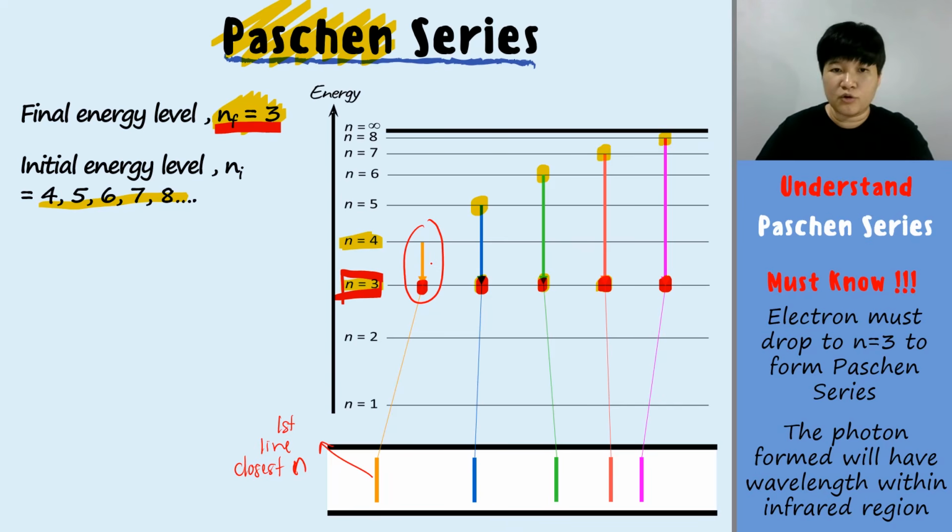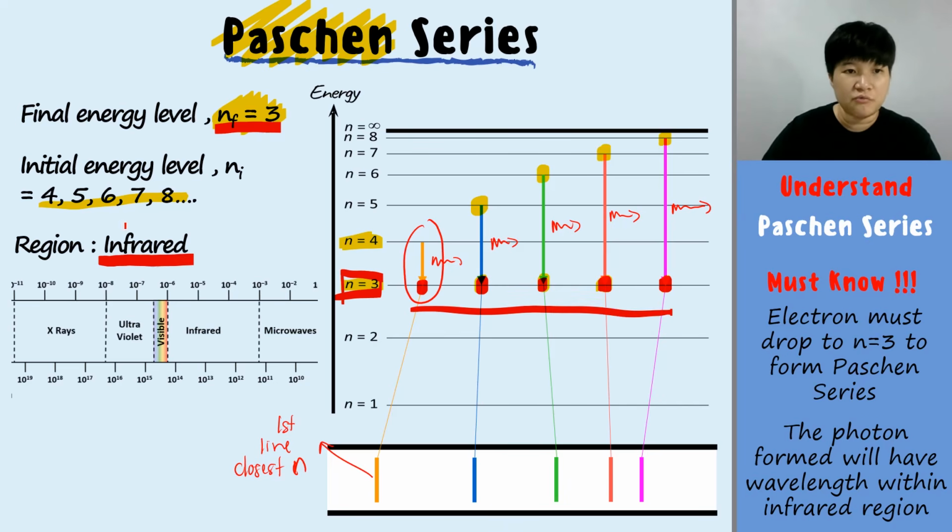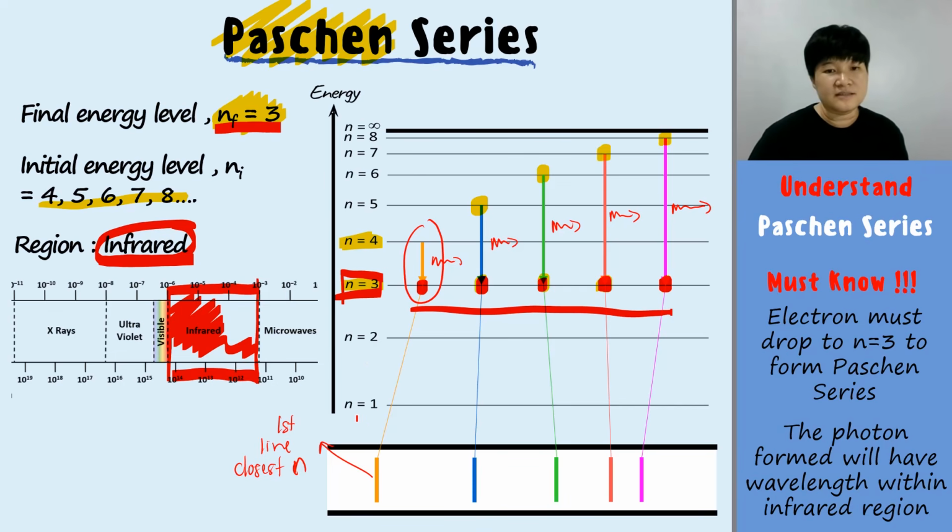And as always, every transition produces light, and the light will drop into one particular region. All the light will have a wavelength that falls into a particular region, and the region for the Paschen series is infrared. This means that all the light produced from these transitions will fall into this region of infrared. All the wavelengths will be located in this area. That is your Paschen series.